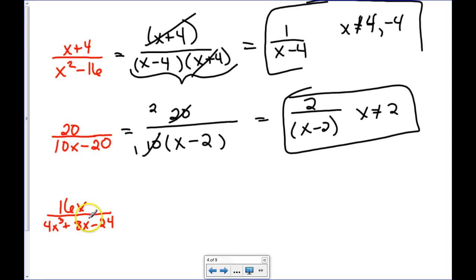Okay, on this next one, I had meant to put an x squared here and then an x, so I'm going to put that in. The first step when you're factoring is to find the greatest common factor. Okay? Is there anything I could take out of the denominator right now? A 4x. Let's do that. So if I take out a 4x, I am left with x squared plus 2x minus 6.